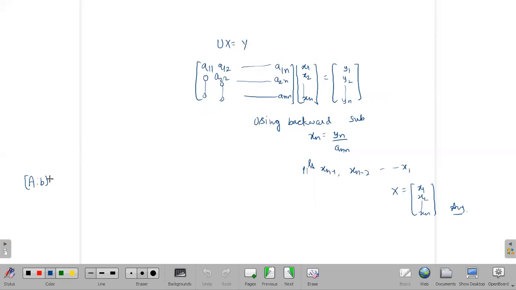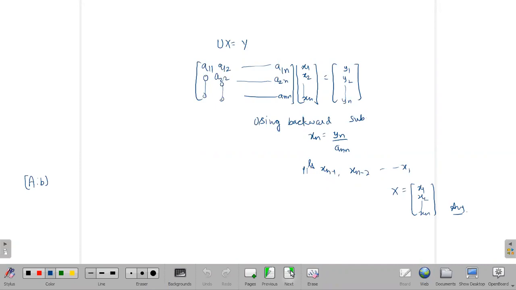So Y is nothing but the changed B. If you apply the operations on B in Gauss elimination, your changed B will be Y only. So that will be the same actually. If you transform B by using the operations that you applied on A, the changed B's will be the same as this Y.